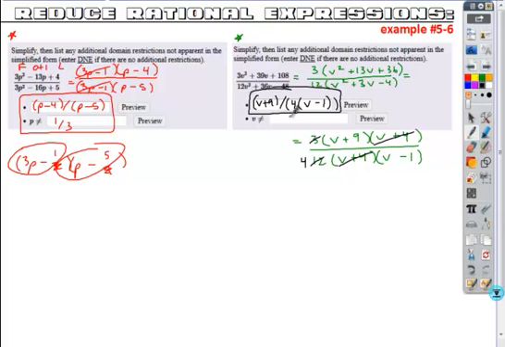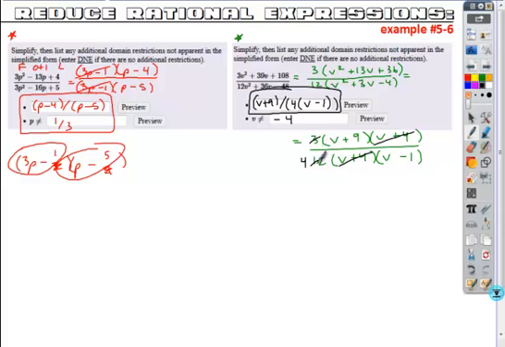Okay, once I establish that, I can then look to see, did I cancel any factors that contain variables from my denominator? And I see that I did. V can't equal a negative 4. That would have given me division by 0. Is that apparent in the simplified form? Or in this simplified form? It is not. So negative 4 is an additional domain restriction.